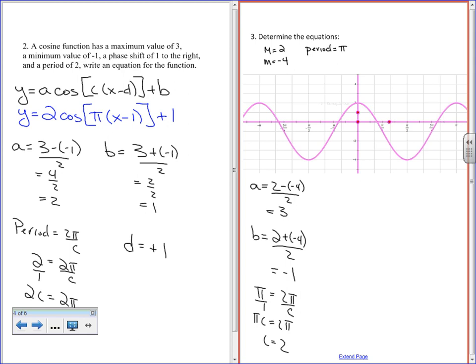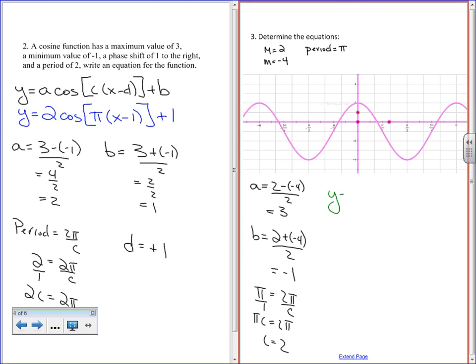Make sense? In the other examples I gave you the period. This one here, off the graph, you have to figure out the period. And then once you figure out the period, you have to use that to figure out the C value. It doesn't matter if I'm using the sine or the cosine curve. These values are going to be the same. So I'm just going to write them in because we're going to do it for both of them.